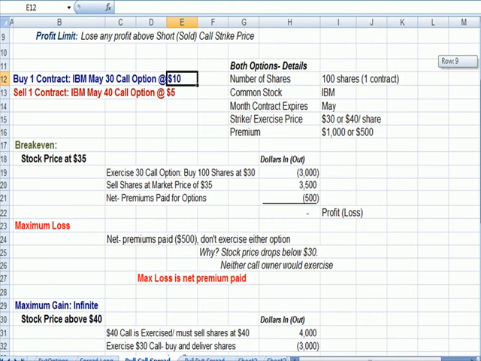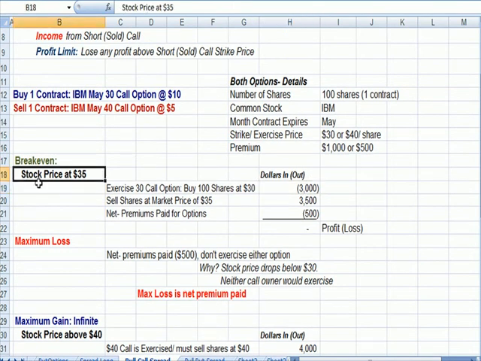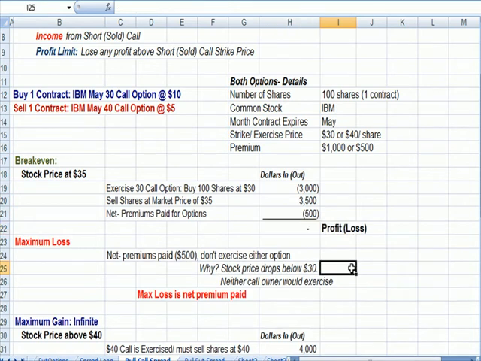So where's our break even on this transaction? Well, let's assume the stock price is at 35, which is in between the two strike prices. We're going to exercise our call option and buy the stock at 30. We pay out $3,000. We're going to sell the stock at a price of 35. That's the market. We're going to get in $3,500. And the net that we paid for the options was the $1,000 outflow and the $500 inflow. So on a net basis, we paid $500 for the option. We add all that up. Our profit and loss is a break even.